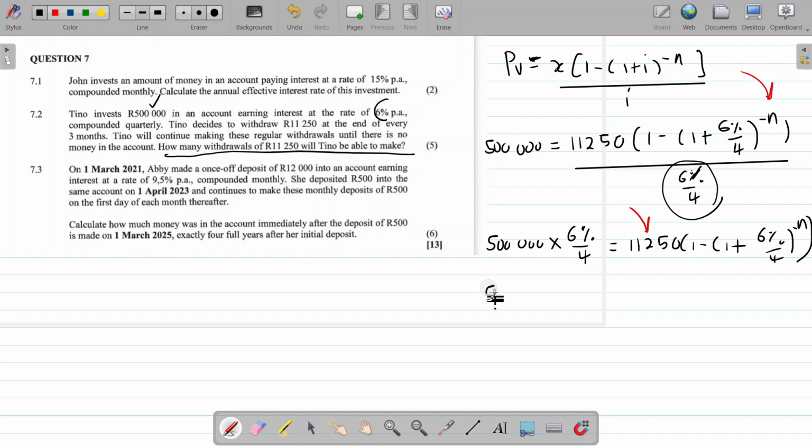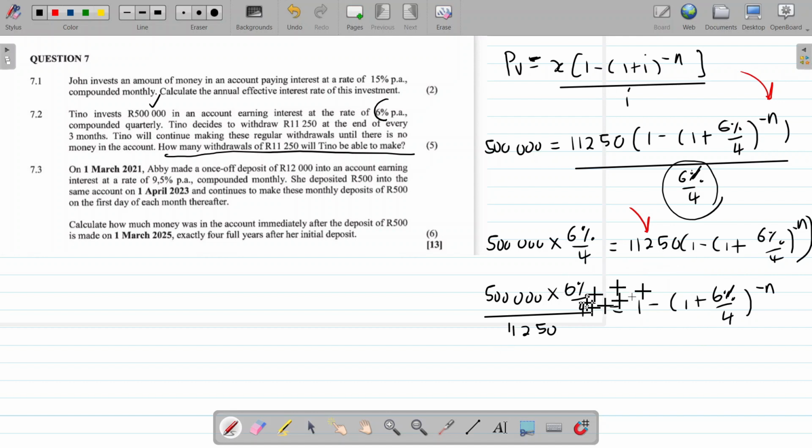So I have 500,000, which multiplies the 6% over the 4, which is now divided by the 11,250. Over on the other side, I have 1 minus 1 plus 6% over 4, all raised to the power of minus N. So remember, the 11,250 has been erased on this side because I divided by both sides.